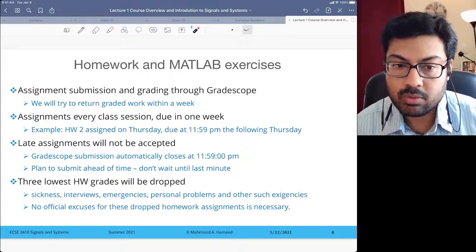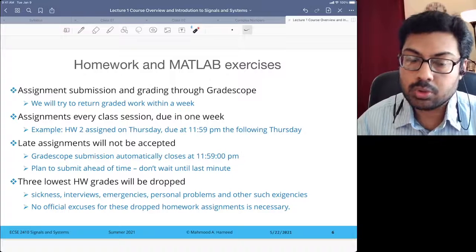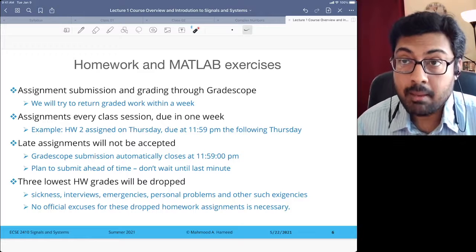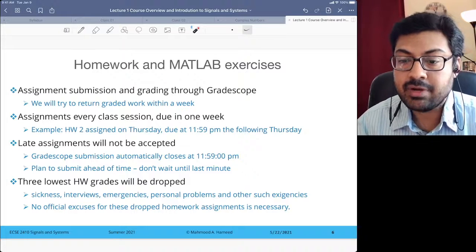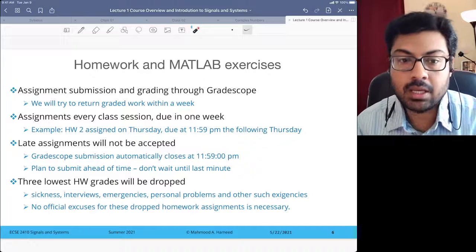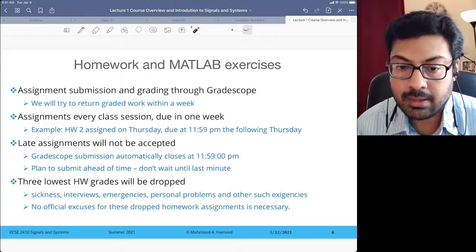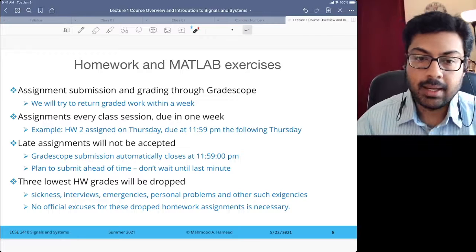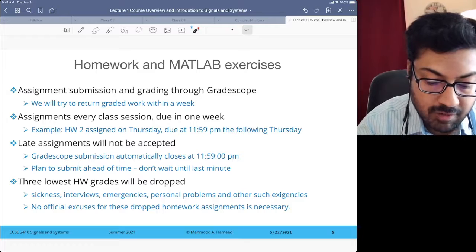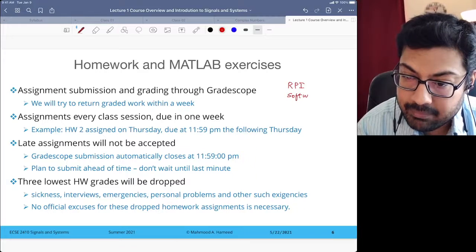Some homeworks are going to include Matlab exercises. If you are new to Matlab, I would highly recommend you to use Matlab, not just for homework, but also as a software that you have command over, right? It is an excellent addition to your resume. If you know Matlab, that is going to serve you well come interview time. This is a free software for you guys. Go to RPI software, look for Matlab.